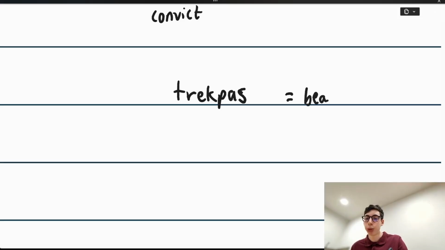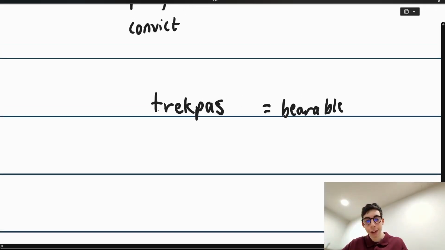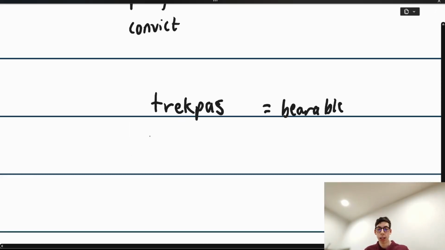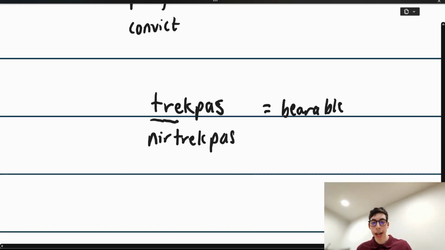And we tend not to really use bearable that much in English these days. We tend to only talk about unbearable. I'm going to come to that in a moment, right? So trekpas, the first syllable is stressed. So it's not trekpas, it's trekpas. And there is a reason for this. In the word nietrekpas, again, this second syllable is stressed. And this means unbearable, by the way, if you're wondering what unbearable is.